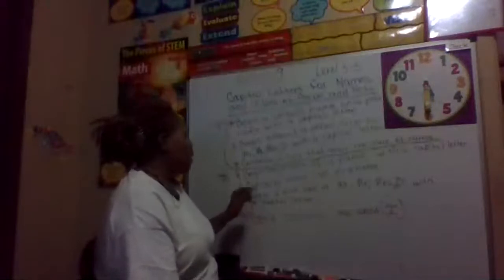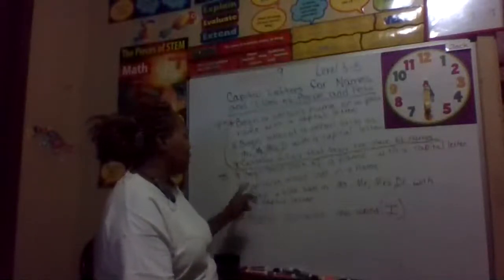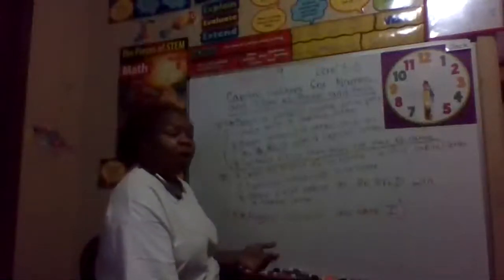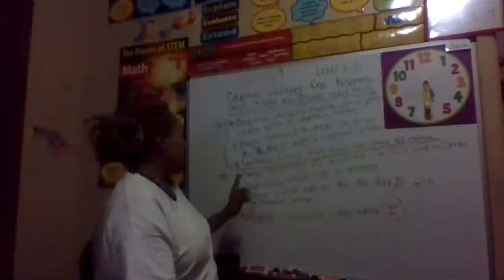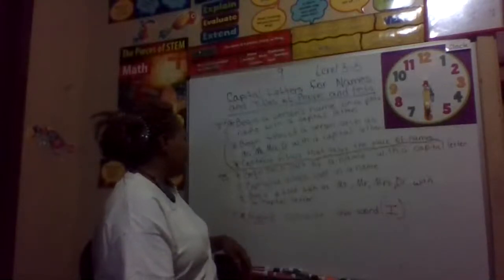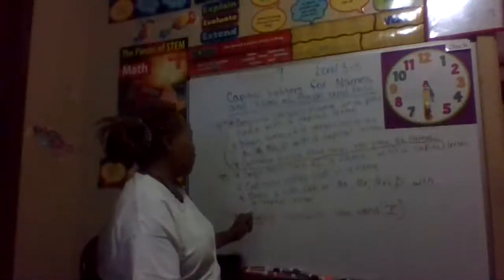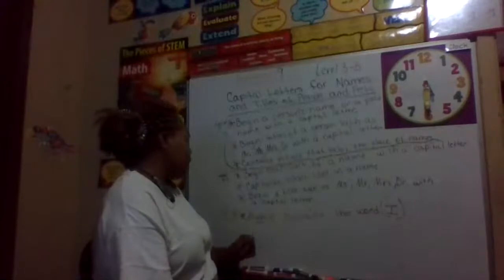Now, let's look at rule number 1 for levels 4 and 5. The first rule says, begin each part of a name with a capital letter. The second rule says, capitalize initials used in a name. Another rule in levels 4 and 5: begin a title such as Miss, Mr., Mrs., and Doctor with a capital letter.